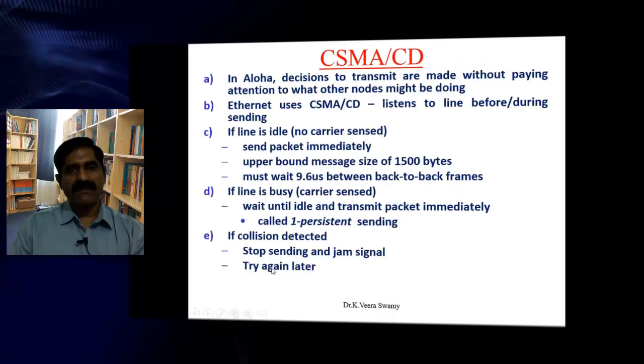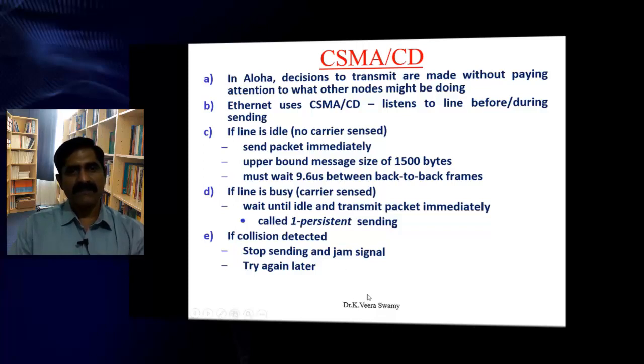Now the technology here is carrier sense multiple access with collision detection. This is the protocol we use. So what do we mean by carrier sense multiple access? Before sending data, first you have to sense the channel. If the channel is idle, the probability of transmission is 1. If the channel is busy, the probability of transmission is 0.